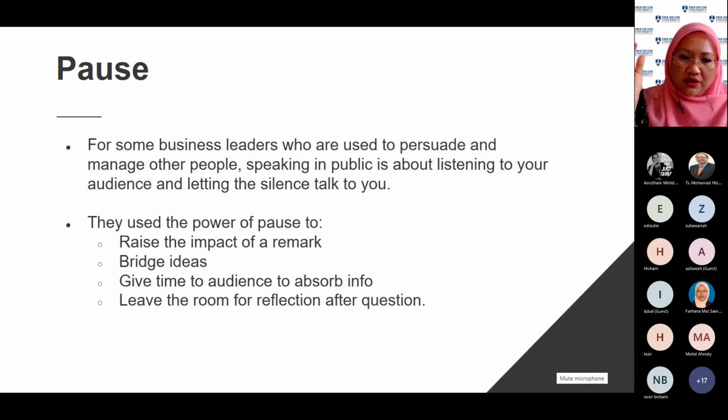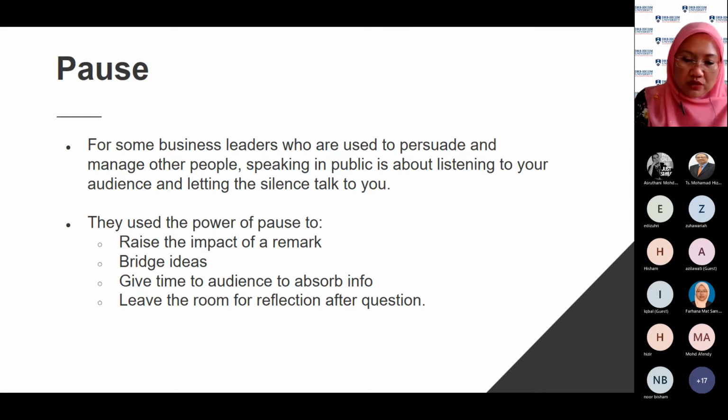If you use a long pause, it means you want to highlight to the audience that I want you to think about this for a while. Now think about how important this is. And if you use a short pause, it means you just want to break in between. So normally you vary your pauses.